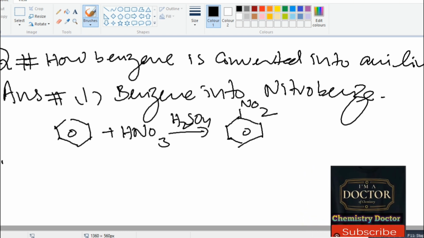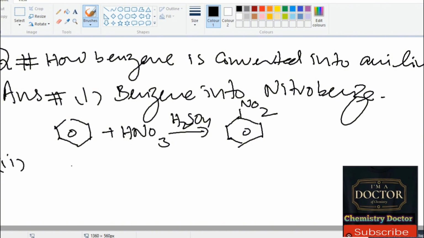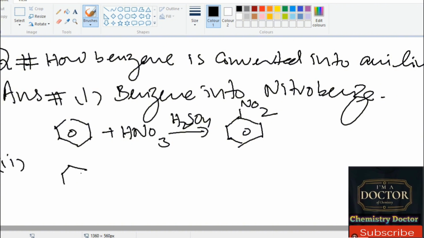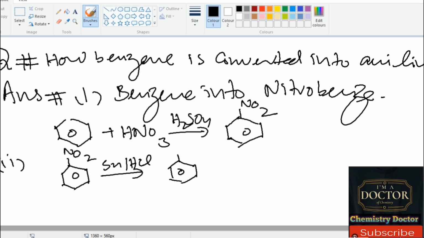Now, in the second step, this nitrobenzene is converted into aniline by just taking the catalyst Sn/HCl here. It's converted into the aniline. So here is the simple answer to our question. Just look at the process.